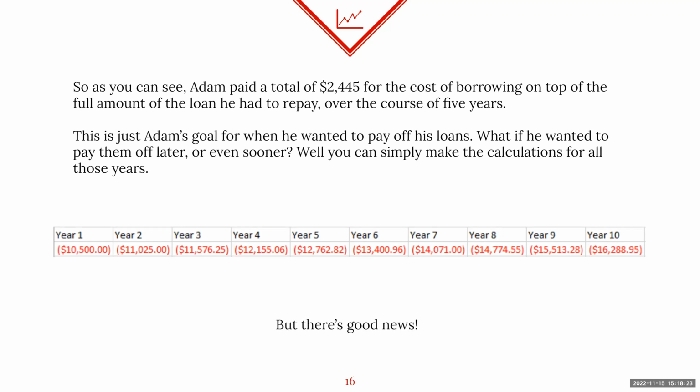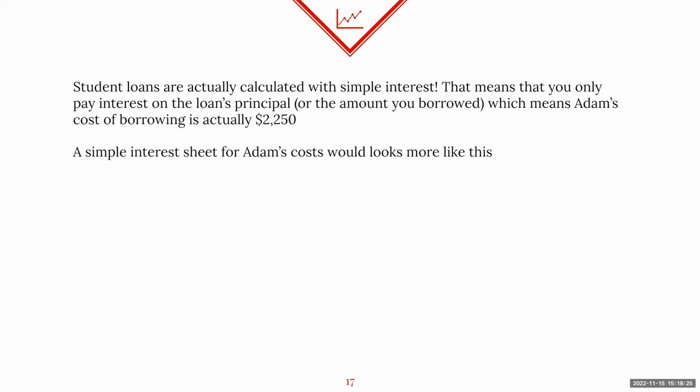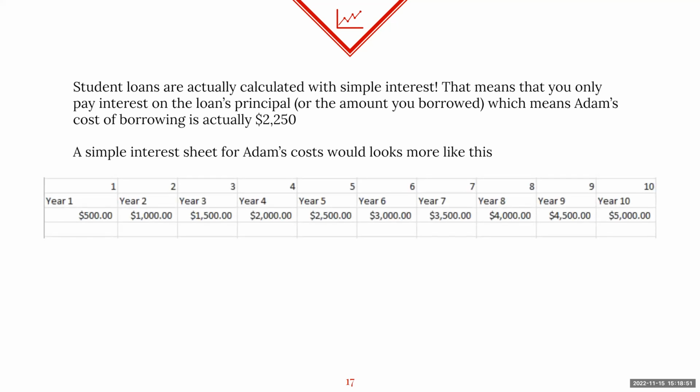But there's good news. Student loans are actually calculated with simple interest, not compounding interest. That means that you only pay interest on the loan's principal, or the amount that you borrowed, which means Adam's cost of borrowing is actually $2,250, because he's paying 5% on a $10,000 loan, which amounts to around $500, and that's just going to add up each year. So if he didn't pay it off, year 1 he incurs 500, year 2 1,000, and so on.